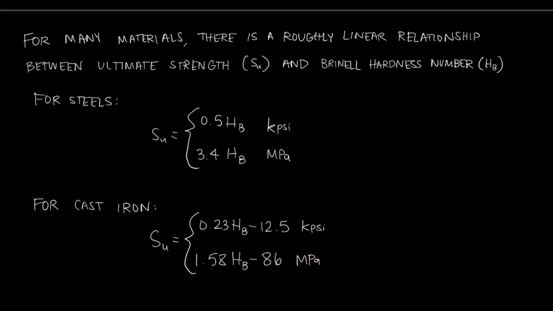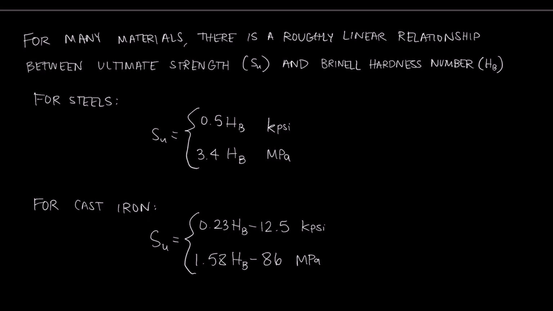Okay, here are the relationships between Brinell hardness number and ultimate strength as given in your textbook. There are two different sets of equations here. It depends on whether you have a steel or a cast iron. And remember that cast iron is just steel with more than 2% carbon in it.